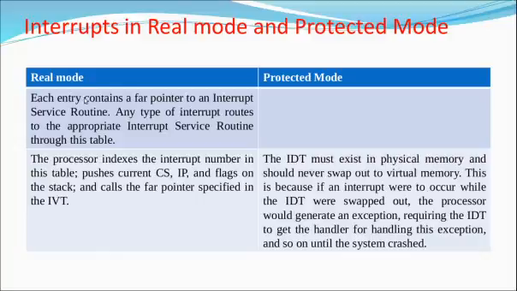The next point is real mode. In real mode, the processor indexes the interrupt number in this table, pushes the current CS, IP and flags on the stack, and calls the far pointer specified in the IVT. So in real mode, how will it be handled? The processor indexes the interrupt number in this table. Whatever interrupt number there is, from 0 to 255, it is nothing but the entry in that IVT, and this pointer will be pointing to that IVT entry.